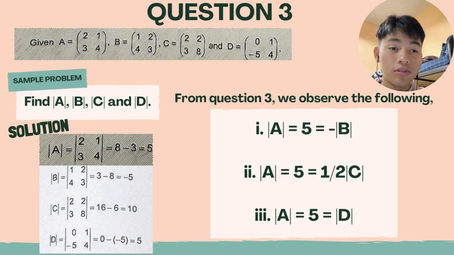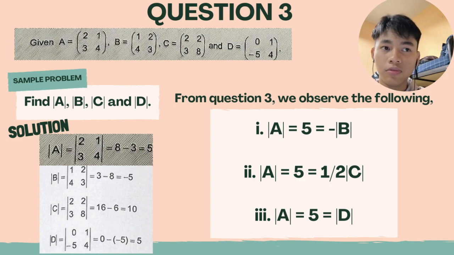Here is shown question number 3. The question says, find the determinants of A, B, C and D. For the solution, we use the formula AD minus BC, and we get determinant of A equals 5, determinant of B negative 5, C 10, D 5.